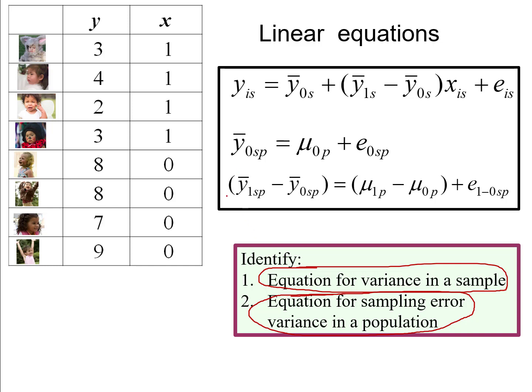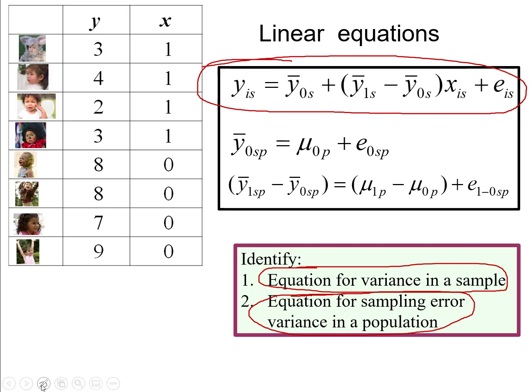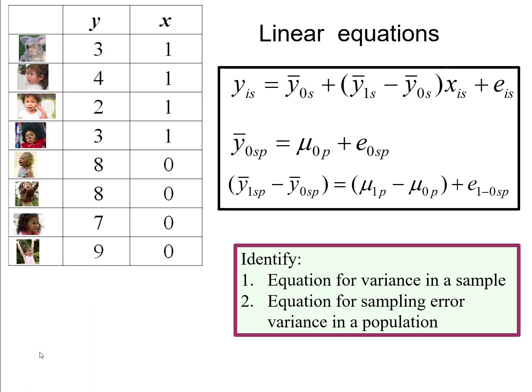And so in our current situation here, where we're doing a two samples test, where we're looking at a contrast between two groups, if we look at our top equation up here, we have two parameter estimates. And so because we have two parameter estimates, we're going to have a separate equation for sampling error variance. We're going to have a separate sampling error variance equation for each parameter estimate.